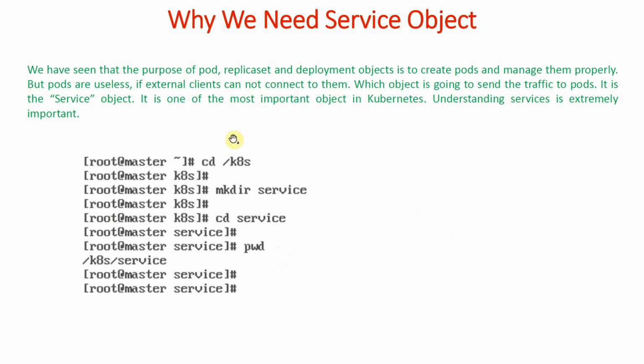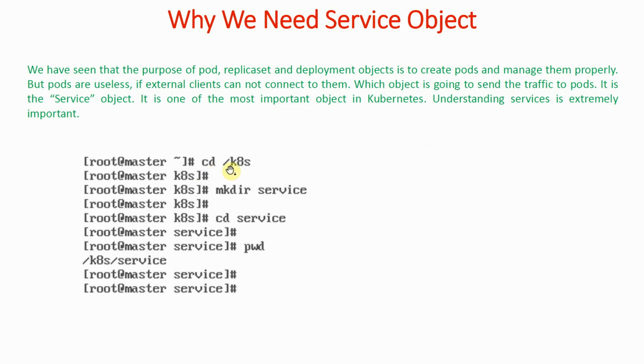We have seen that the purpose of a pod, replica set, and deployment object is to create the pods and manage them properly. But pods are useless if external clients cannot connect to them. Which object is going to send the traffic to the pod? It is the service object. It is one of the most important objects in Kubernetes. Understanding service is extremely important.